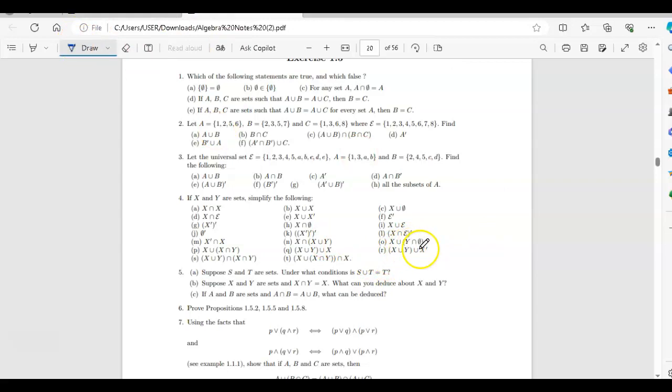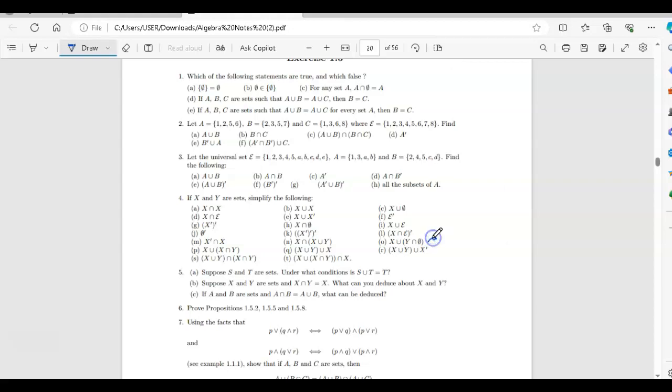Okay, so X or Y. First of all, let's see if we can simplify the part in the brackets. They're saying Y intersection empty set. Think about it: there's nothing in common between an empty set and any set, even Y. So this whole thing can be simplified to just the empty set, because there's nothing common between Y and nothing.